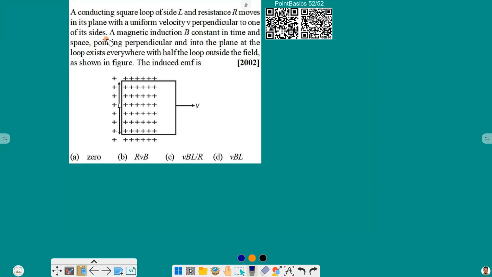Last one. A conducting square loop of side L and resistance R moves in a plane with uniform velocity V perpendicular to one of its sides. Magnetic induction B is constant in time, pointing perpendicular. Induced EMF we have to find out, and we know induced EMF is velocity, magnetic field, and length, and all of these are perpendicular. As for this conductor, there will be induced EMF only. Velocity is in x direction, length is in y direction, and magnetic field is pointing perpendicular and into the plane of paper, means perpendicular to x and y, or we can say in the z direction. So all of these three are perpendicular. So induced EMF will be BLV.